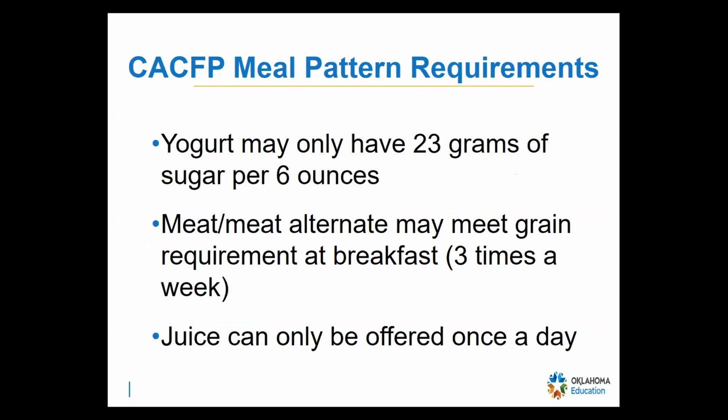Something else with CACFP is there are sugar requirements for yogurt. You can have only 23 grams of sugar per 6 ounces. With CACFP, you are able to substitute meat for a grain at breakfast up to 3 times a week. And then juice can only be offered once a day, whereas for schools, juice can be offered 50% of the week. Again, there are no sugar requirements for cereal or yogurt for the National School Lunch Program, only for CACFP.